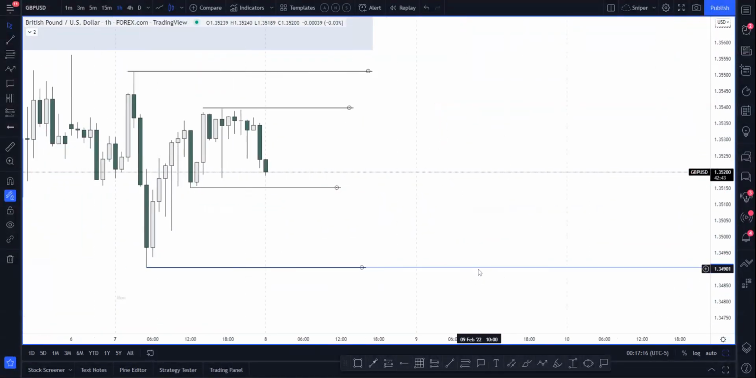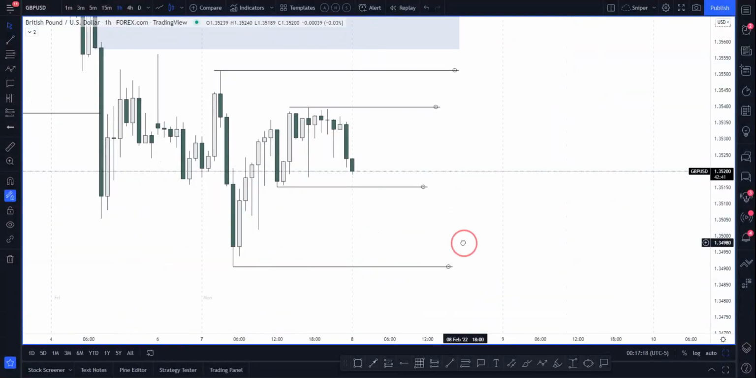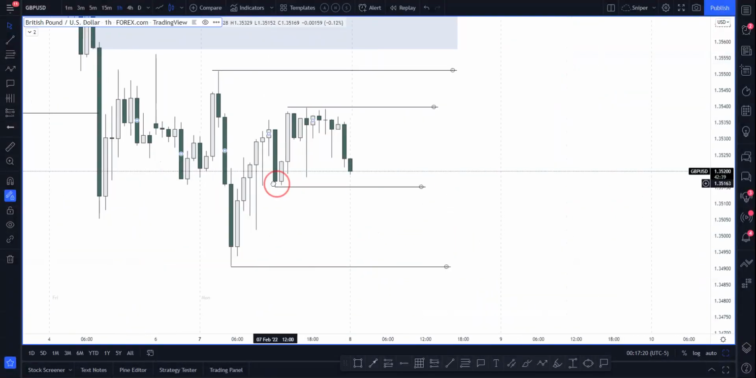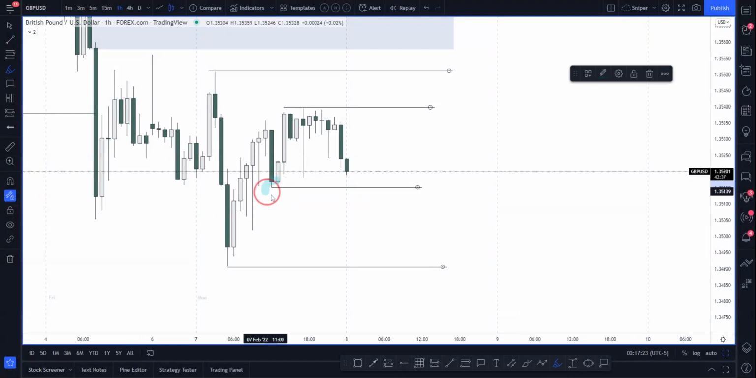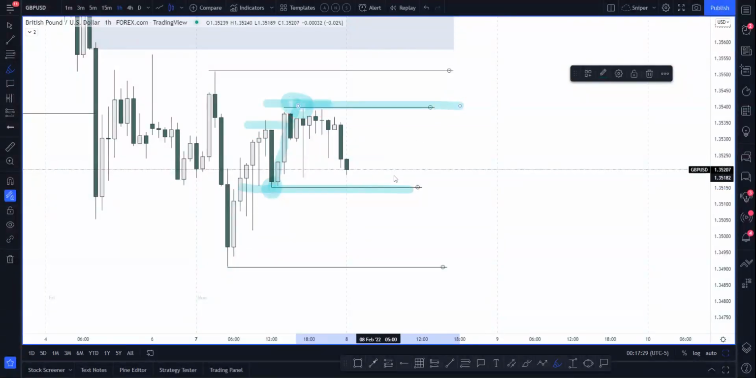Why do I say that? Because this was the low. Come now, this was the low. We pushed up, we created a high, we broke the structure. So this is the high, this is the low. Again, we can see we're still trading within that high and low.